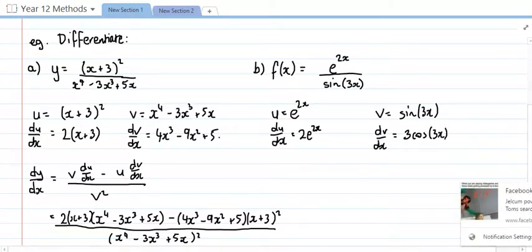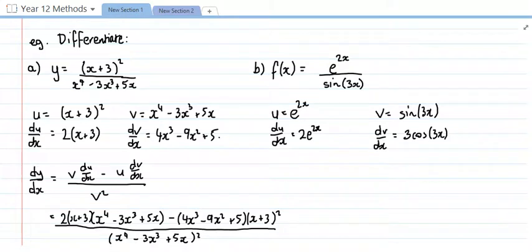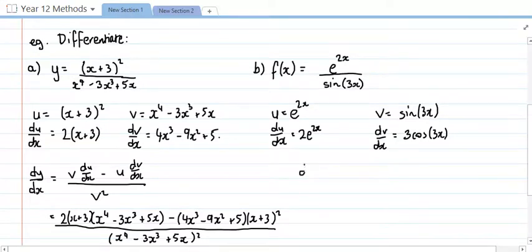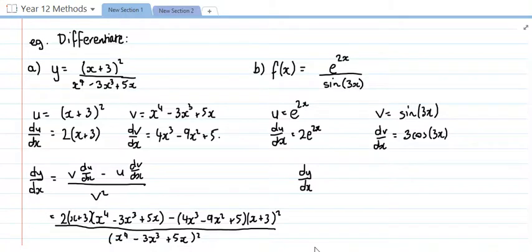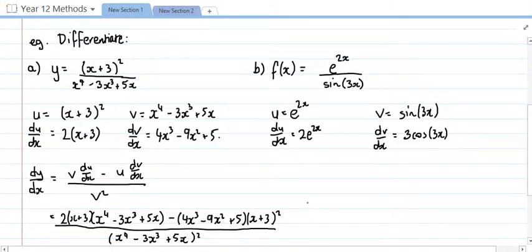And so we need to put this into the rule again. Sorry about that. Put this into the rule again. So dy dx, or perhaps I should say f dash x, I'm just going to stick with the Leibniz notation here. Well, perhaps I'm going to be a little bit lazy and just not even worry about it.